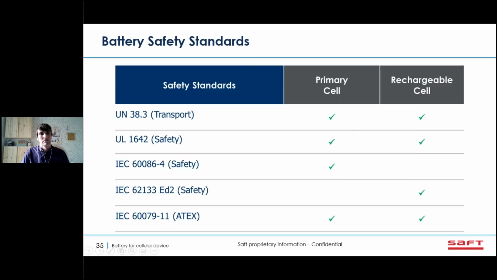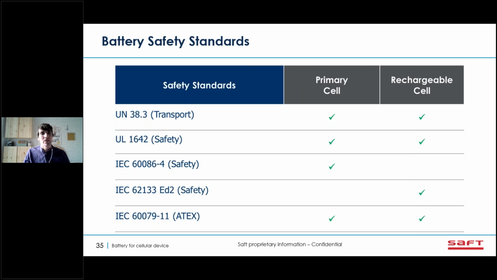With Saft cells, we also respect all the battery safety standards at cell level and at battery pack level, when different cells are connected in series or in parallel. After, it depends on the battery manufacturer. So basically the safety standards already define that you need to use a protected cell. So there are no cases where you would recommend not using a protected cell.